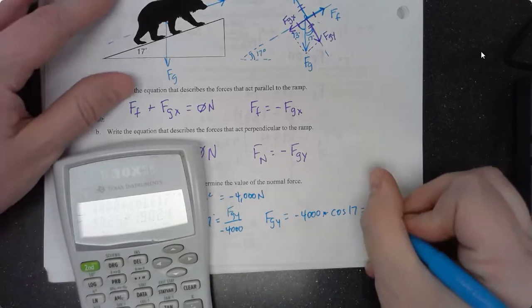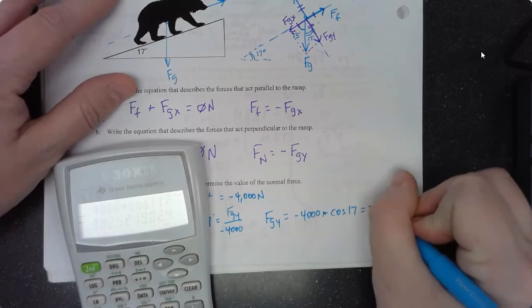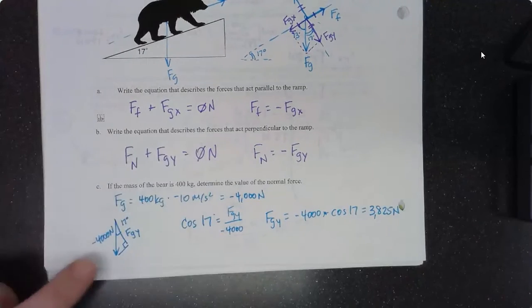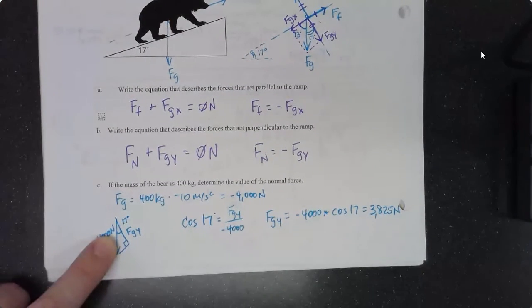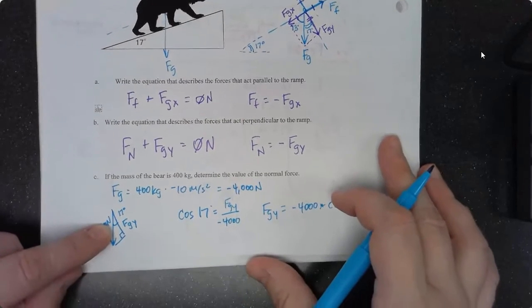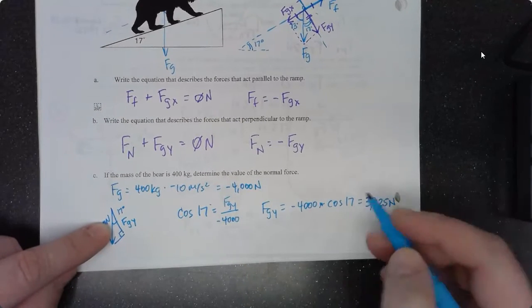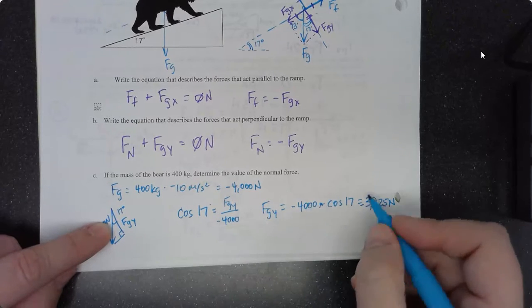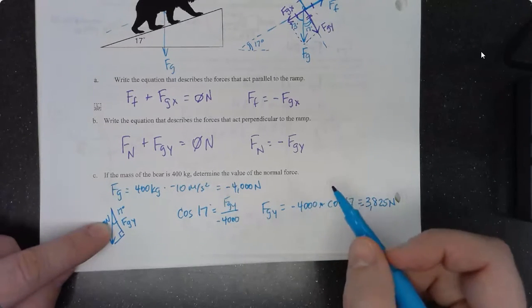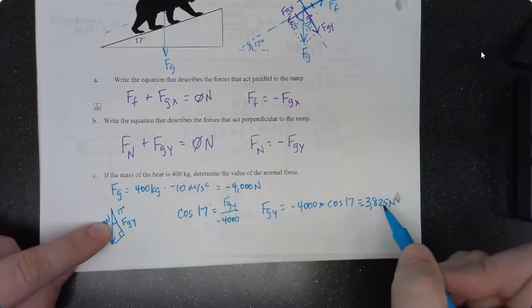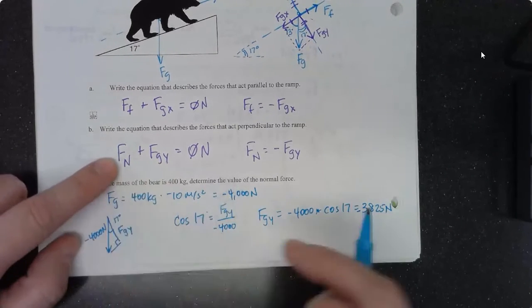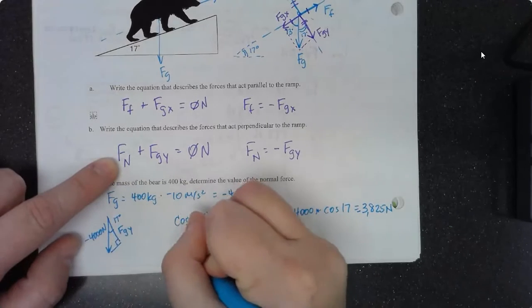So I got 3,825 newtons, which seems reasonable considering how small that angle is. And this should be negative because it is downward. And so if I know that FGY is minus 3,825 newtons, then I know that Fn has to be a positive value for that.